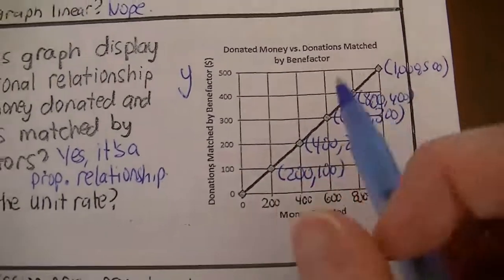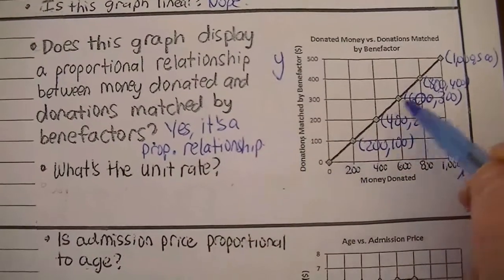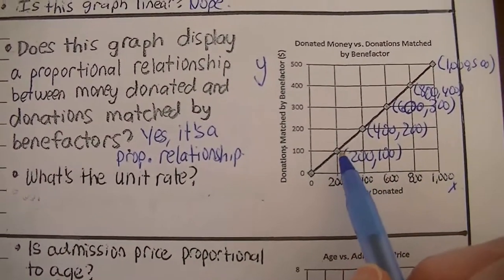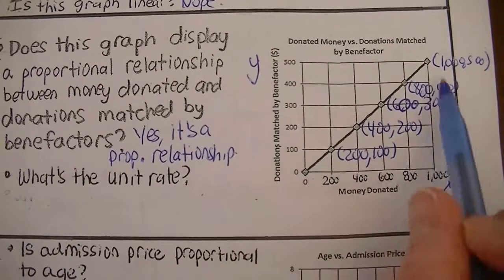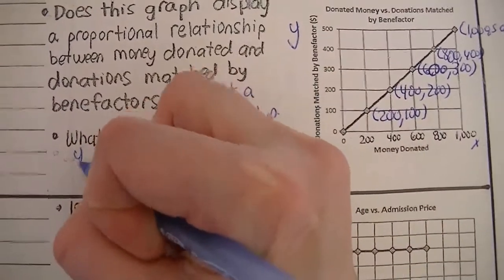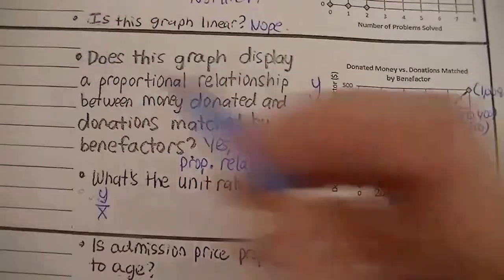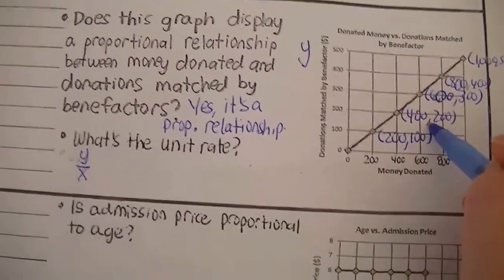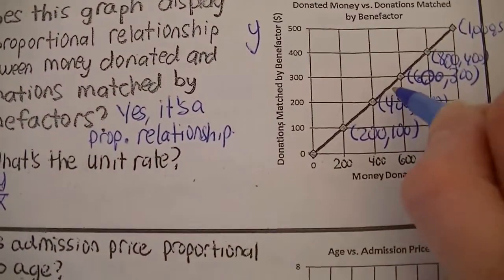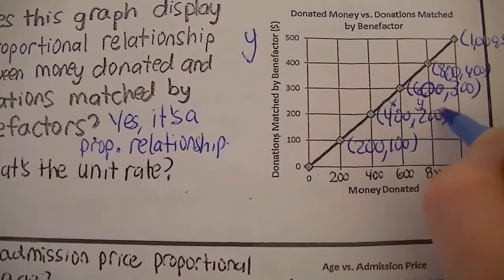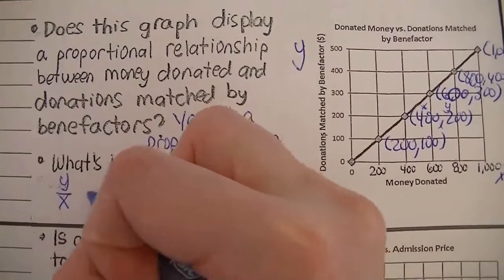Okay. So to find the unit rate, since we know this is already a proportional graph, we just go y divided by x. And since it's a proportional graph, you can pick out any one of those values that means the most to you. It doesn't matter. I'm going to go with this one. This is the x value. This was the y value. So I got to go 200 divided by 400.